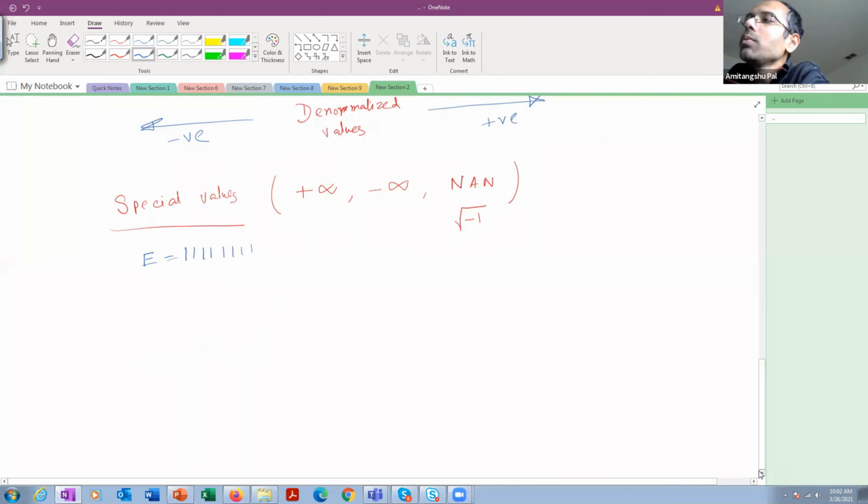So let's see how we will be able to identify whether a bit pattern represents plus infinity, minus infinity, or not a number. So we need to understand whether a number or bit pattern represents plus infinity, minus infinity, or not a number.